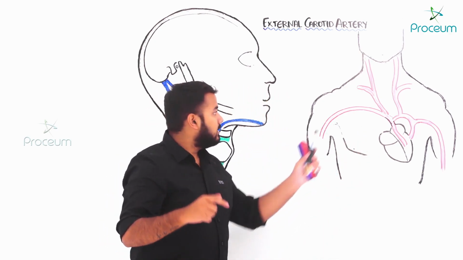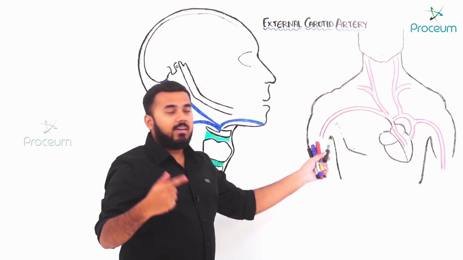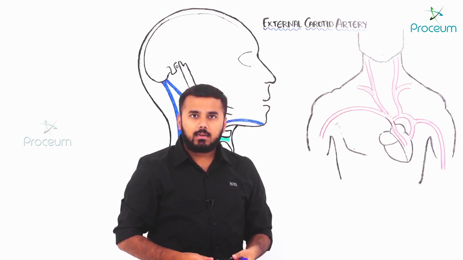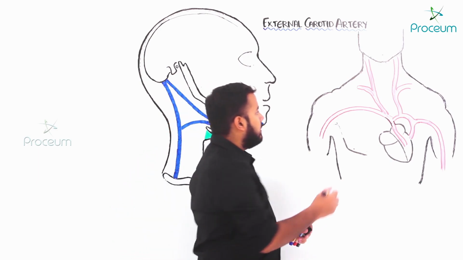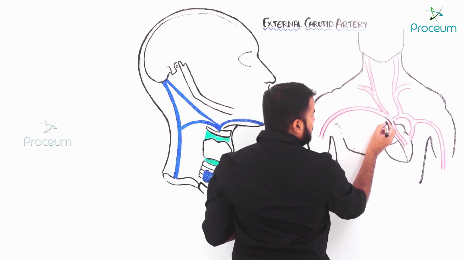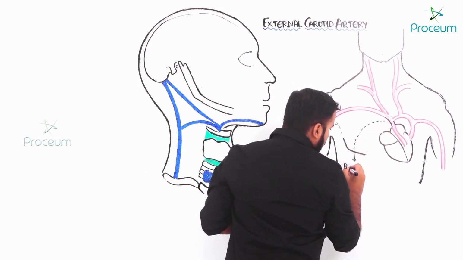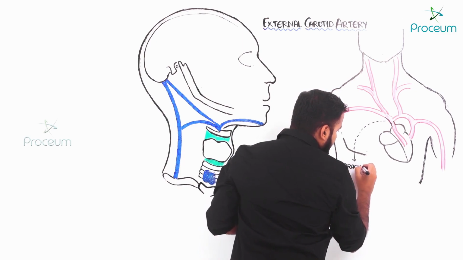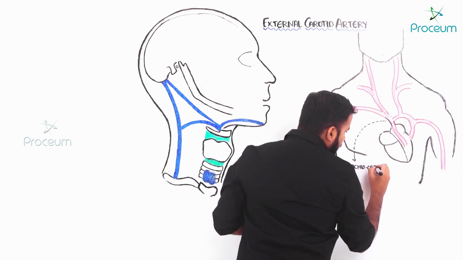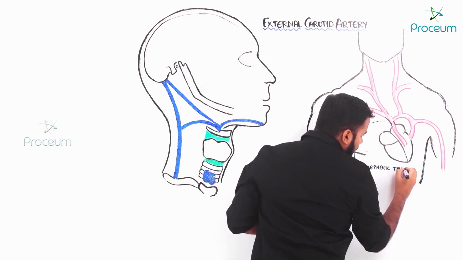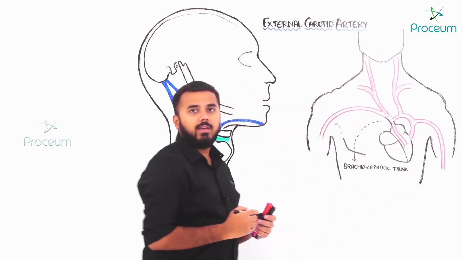Brachio means it supplies the brachium. Cephalic means it goes to the head and supplies the head. So the brachiocephalic trunk is a common branch. Let me write it down here. This is called your brachiocephalic trunk.